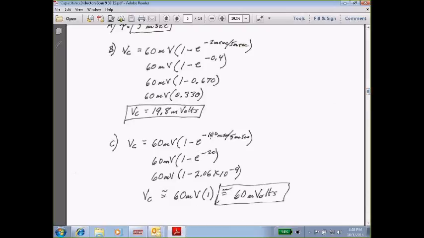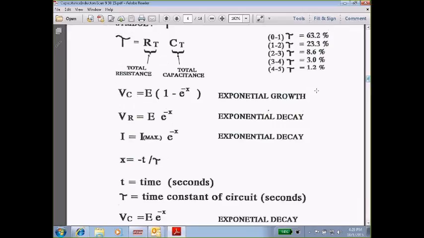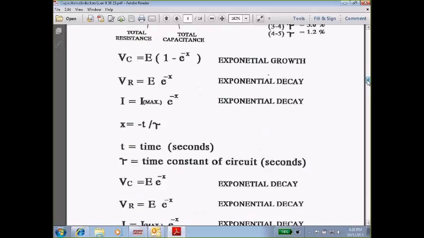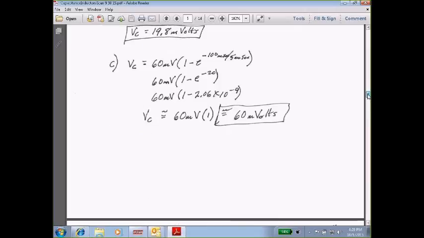And then here's the one where our time is 100 milliseconds over 5. Here we're raising it to the minus 20. So it's 2.06 times 10 to the negative 9, which is, might as well say 1 minus that. So we end up with 60 millivolts times 1, which is, for practical purposes, 60 millivolts. Now, granted, theoretically, it's never fully charged because it keeps getting smaller and smaller. But for practical purposes, it is fully charged because it's well over 99.9% charged. Any comments, questions?